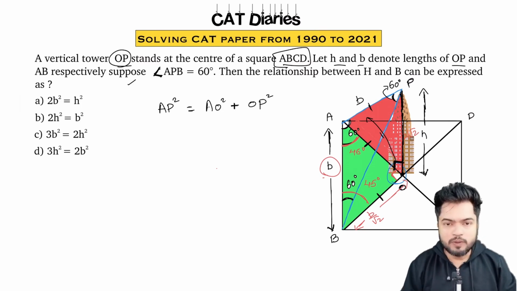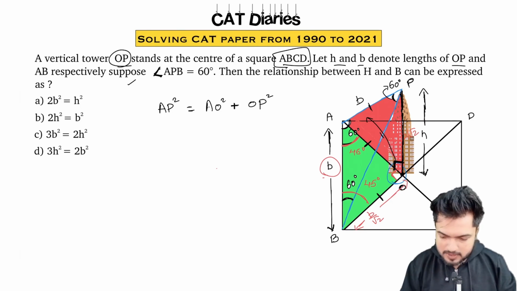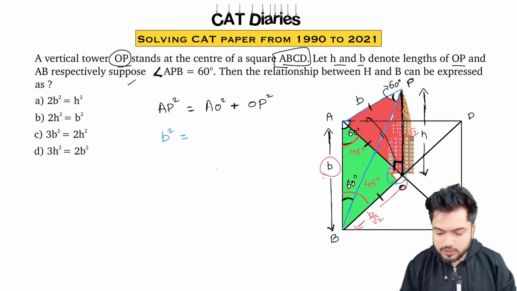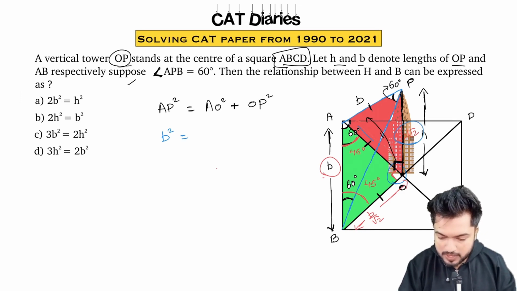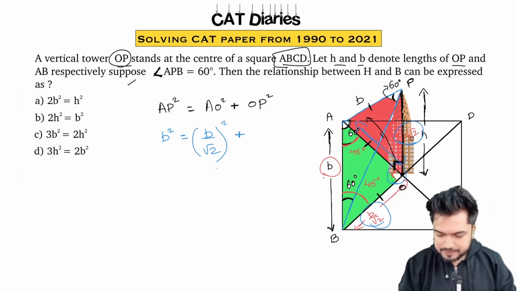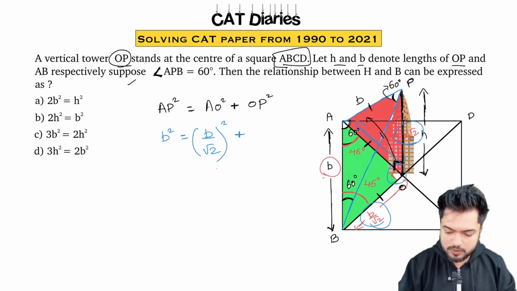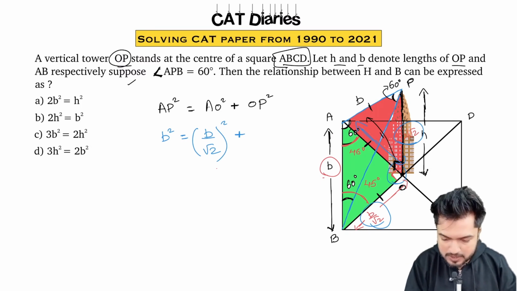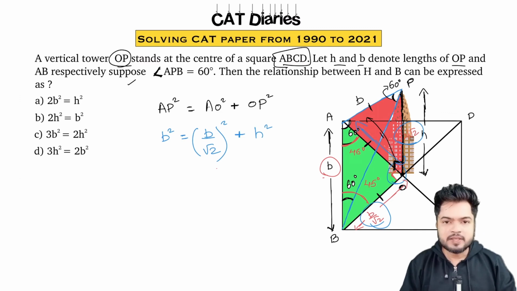Now, what do I know from this? I know that AP is equal to b, so b square is equal to AO. AO is equal to b by root 2. I already know this; I found this out at the start. This is b by root 2. So I'll substitute this as b by root 2 the whole square plus OP. OP is the height of the tower, that is equal to h. So I know this b by root 2, I know this h, and I know this as b. So I'll write this as plus OP, that is equal to h square. They wanted the relationship between b and h. I have a relationship between b and h.